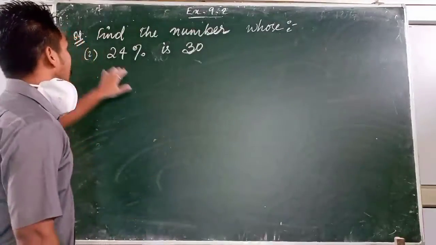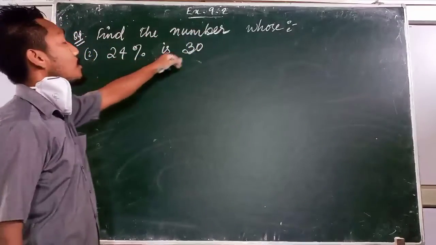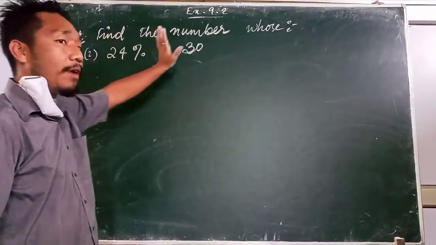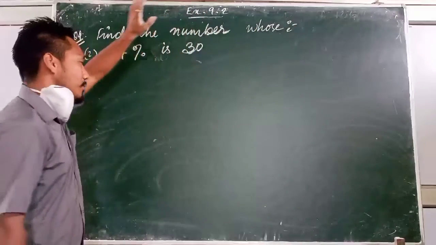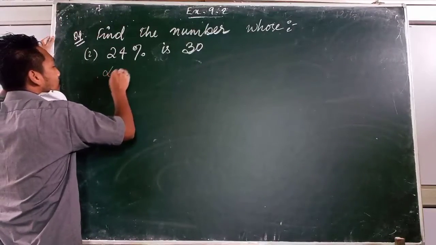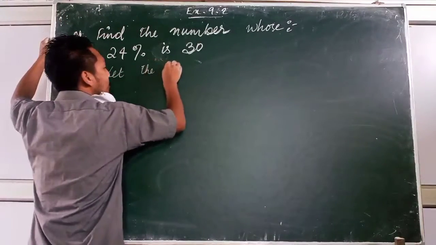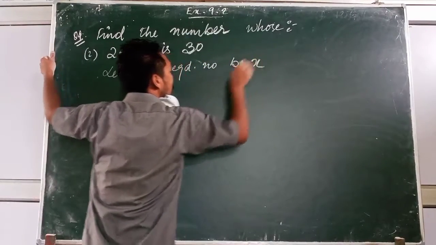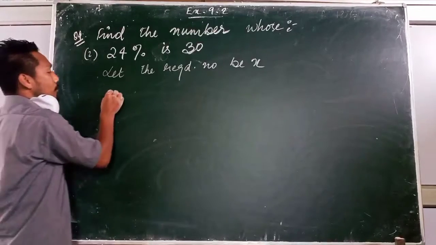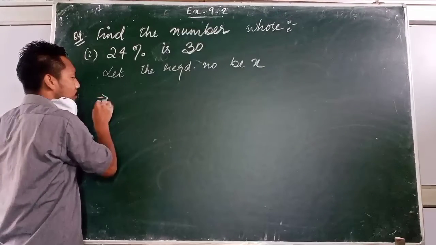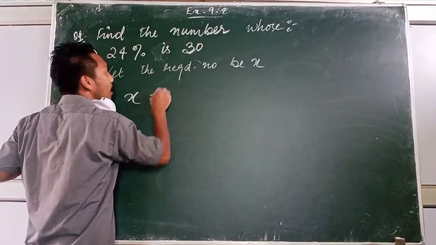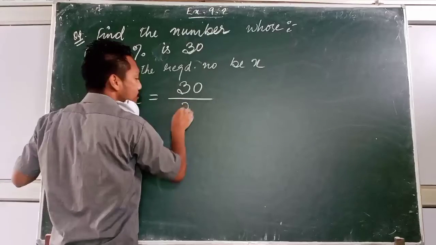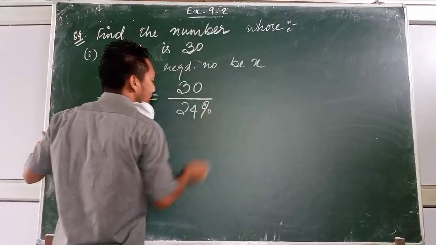So in the previous question you were asked to find the percent. But in this question you have to find the number. The number is not given, so let the number be x. Let the required number be x. If you are going to find x, the required number x will be equal to 30, I will write this one, divided by 24%, I will write in the downside.